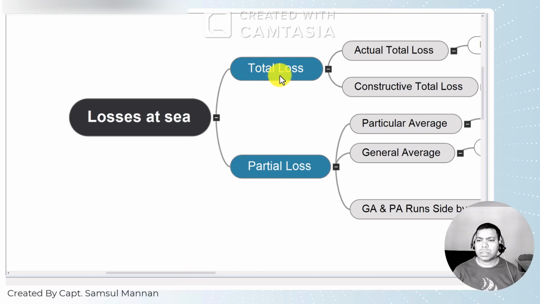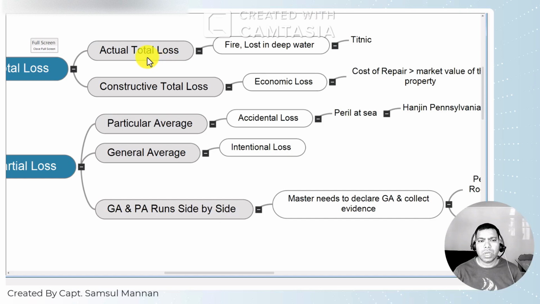Total loss can again be categorized into two categories. The first one is called actual total loss, and the other one is called total constructive loss. So what is actual total loss? Actual total loss is the loss which is due to fire or wreckage. The ship is completely lost, right? I can give you the example of the Titanic. In the Titanic, the ship sank and the ship owner has completely lost his ship, and it is underneath the sea bottom.